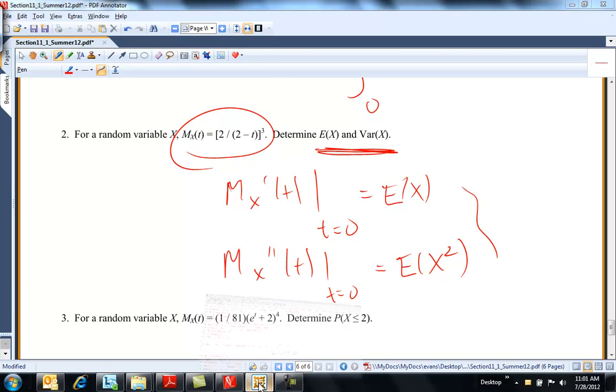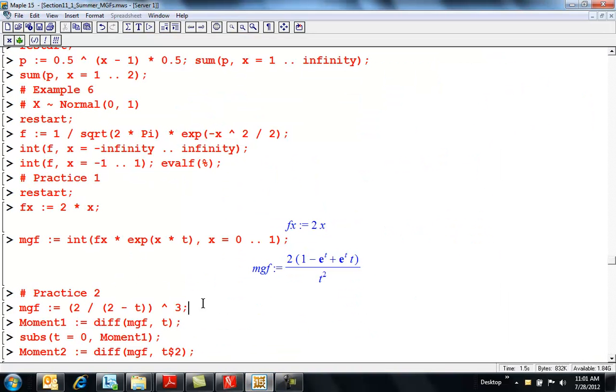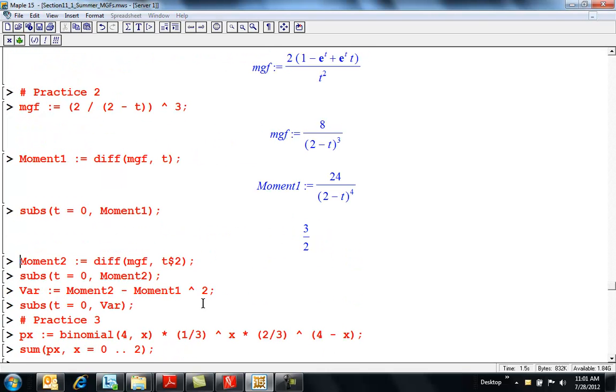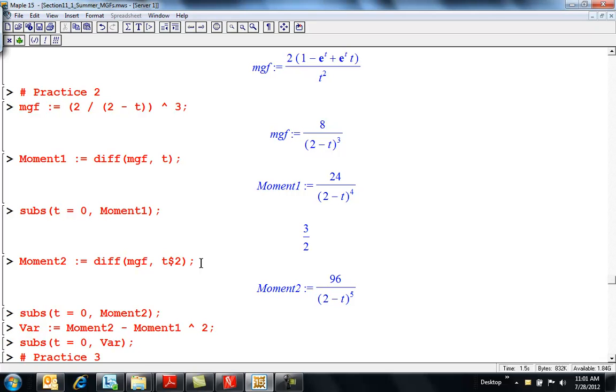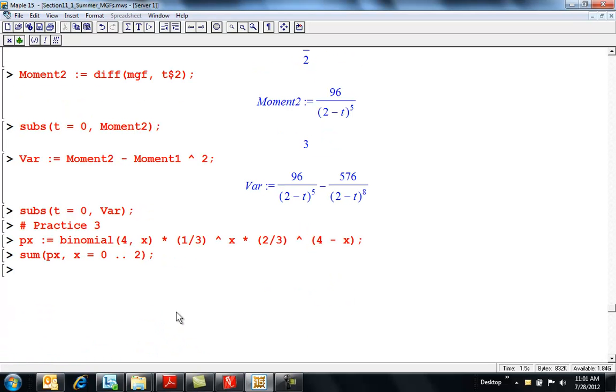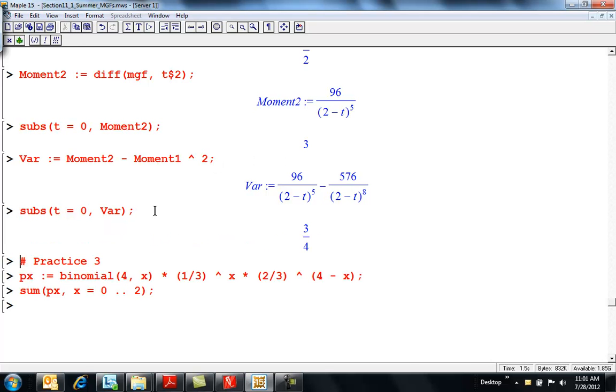So let's go down here, practice 2. Here was the moment generating function. I took the first derivative, I stuck in 0, so this is the mean. I took the second derivative. That's what this little prime sign means in Maple, second derivative. Stuck in t equals 0, find variance, moment 2 minus moment 1 squared. Let's plug in 0, 3/4.